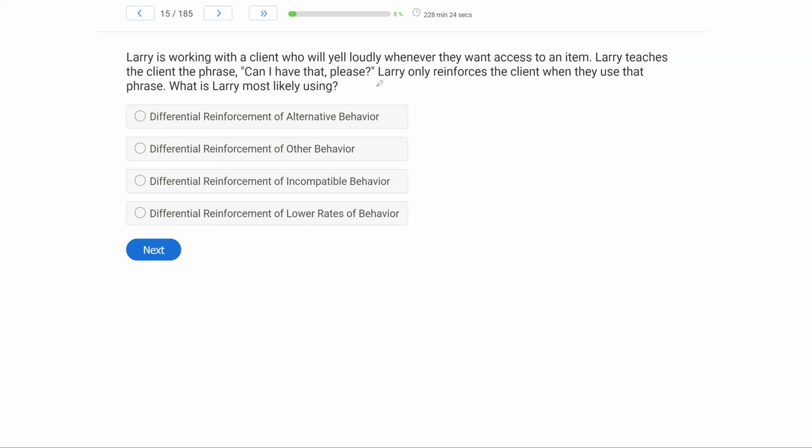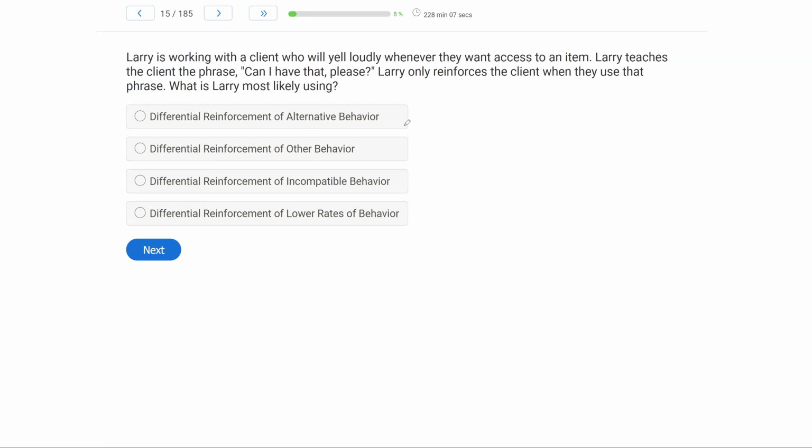Larry is working with a client who will yell loudly whenever they want access to an item. Larry teaches the client the phrase, "Can I have that, please?" Larry only reinforces the client when they use that phrase. What is Larry most likely using? All right, another pretty straightforward question.